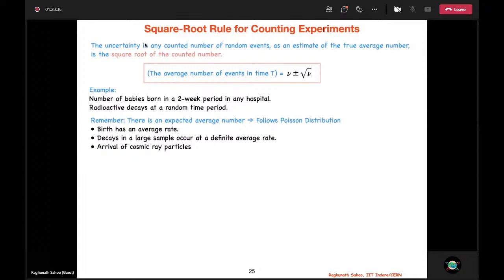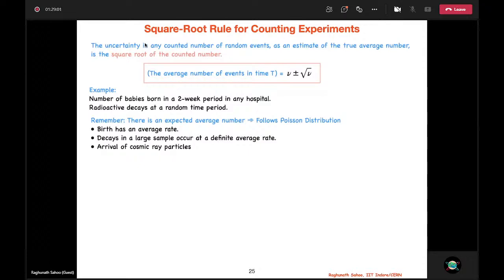If you go to any hospital in any locality, they may have statistics. On the average, they expect this many babies to be born, because that is controlled by the local population essentially. Some fluctuation may be there with respect to visitors and all that, but that is tiny. So you should remember that there is an expected average number.